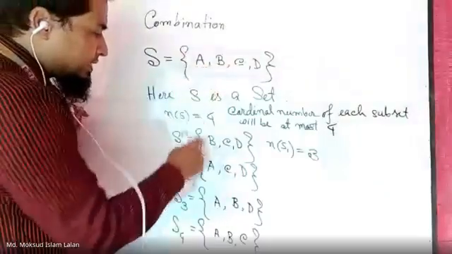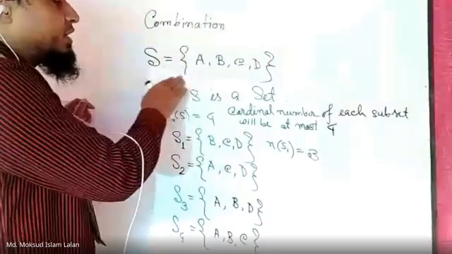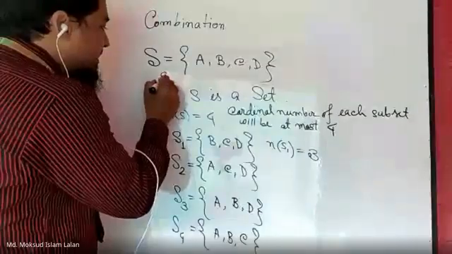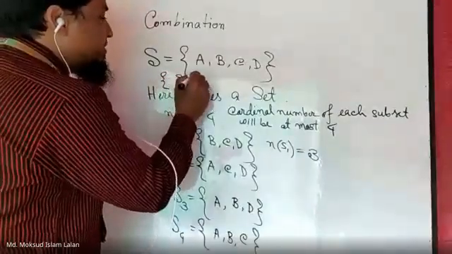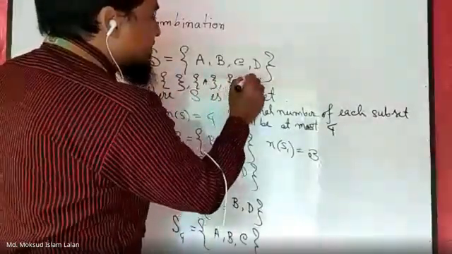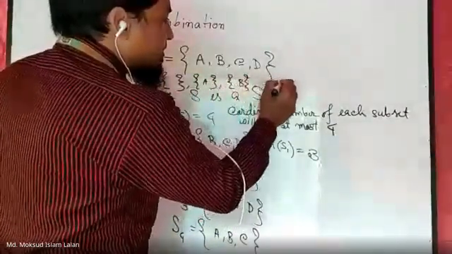Gentlemen, these are the subsets. So how many subsets of S will there be? 16 subsets, right, Farhan? Yes, sir. So can you say the empty set is a subset? Can you say A is a subset? Can you say B is a subset? Do you understand? Yes, sir.